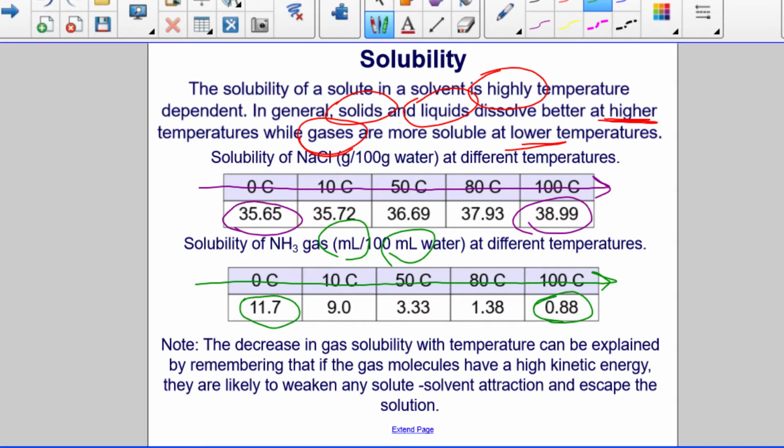So we have really low solubility here because the gas is going to just want to leave the solution the more kinetic energy it has. This is why you want to keep soft drinks and carbonated beverages in the fridge cold before you drink them, because the CO2 gas is more soluble at lower temperature than it is at higher temperature.